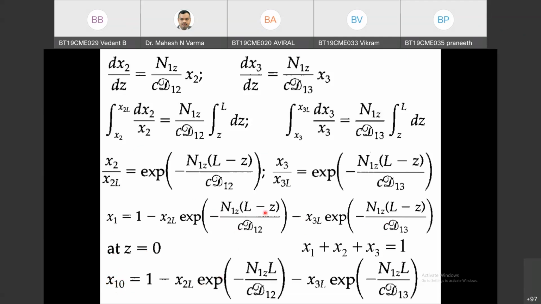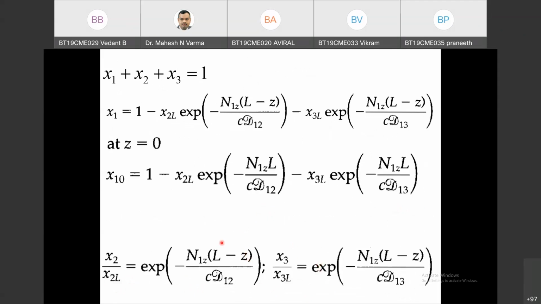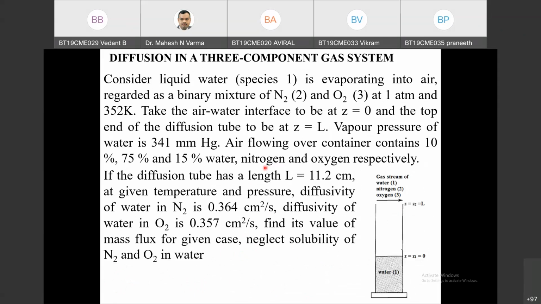That will be by substituting Z equals 0. This is X2L, this is X3L. Now using these and the different diffusivities, I can estimate N1Z. So here, say the diffusivity of water in nitrogen is 0.364 and the diffusivity of water in oxygen is different. If these are treated as different values, then substituting all the values.